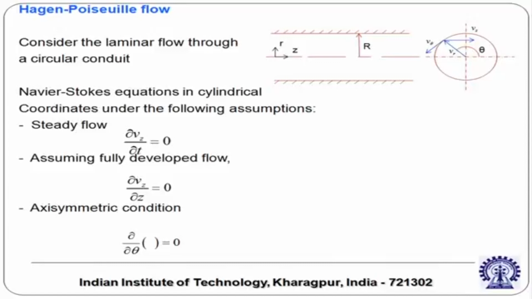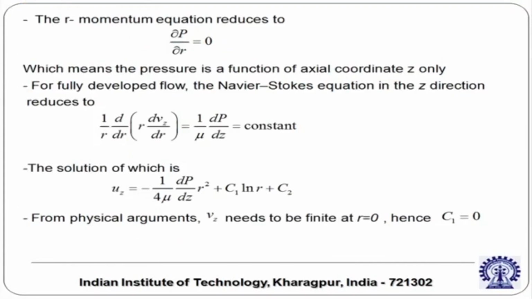So, if you consider all these, then you will see that if you write the z momentum equation, the left hand side becomes 0, just like the left hand side in the x momentum equation becomes 0 for flow through a rectangular channel. Similarly, the left hand side, which is the acceleration term, becomes 0. Then on the right hand side there is a balance between the pressure gradient term and the viscous term.